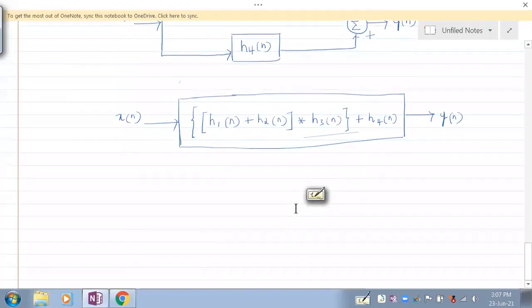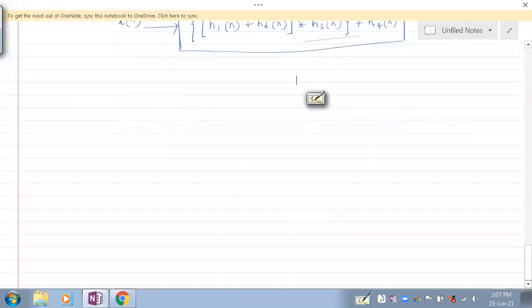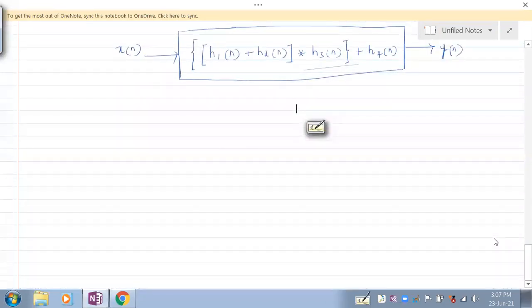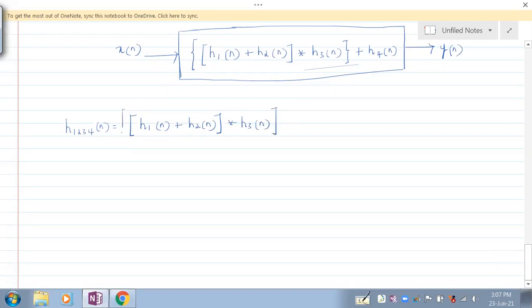Fine. So what is h1 of n? h1 of n is u of n, isn't it? See here, they're writing it as h1, 2, 3, 4 of n. That means this is the overall impulse response, and the overall impulse response we have obtained is this. Let's just rewrite that. This will be summed with h4 of n. Now let's go on substituting the values.